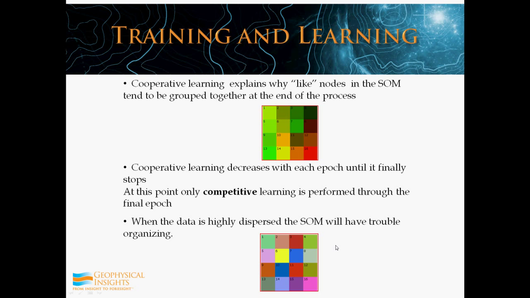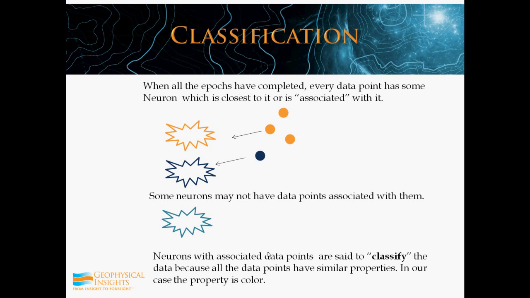Sometimes the data will not look like this, where colors cluster together like above. No, it'll look like this. When the data is highly dispersed, and that is to say there is no grouping or clustering among the data, you're going to find that the SOM will not organize well. So that leads us to classification.